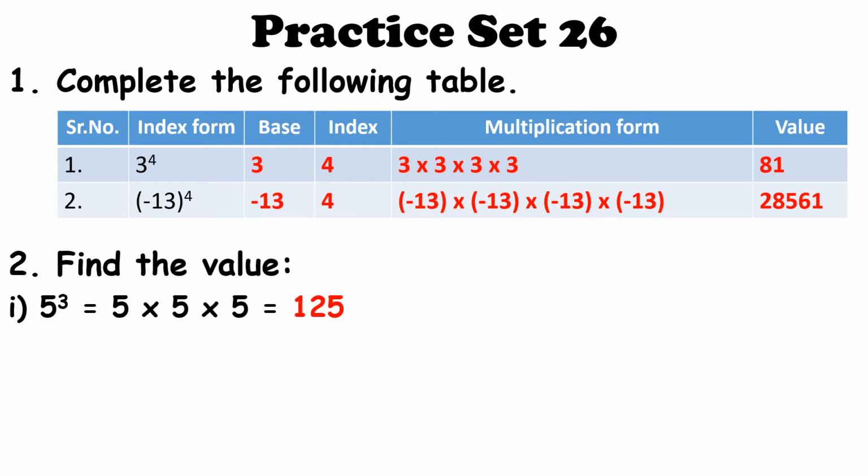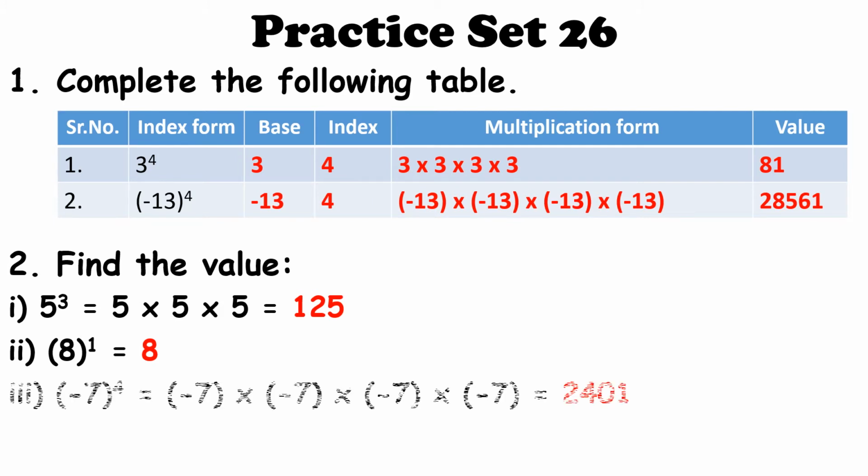Our first question is 5 cubed, which means 5 raised to 3. Its multiplication form will be 5 multiplied by 5 multiplied by 5. So when we multiply 5 three times, its answer is 125. Our second sum, 8 raised to 1. 8 raised to 1 is 8 because we studied just earlier that any number with the power 1 is the number itself.